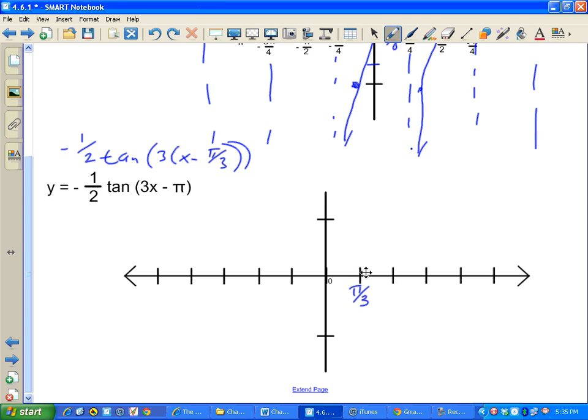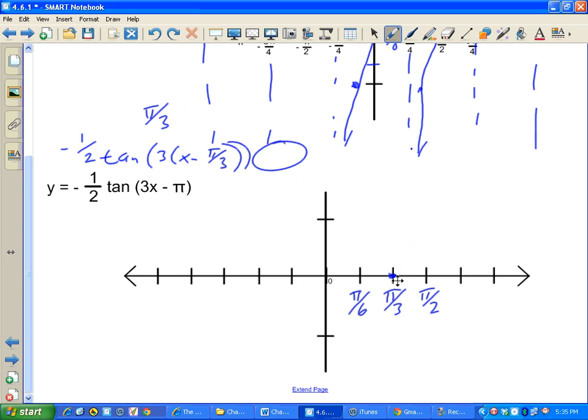Okay, that's going to be my new 0 point because I'm not going up anything because I don't have a d. My period now is going to be pi over 3. So if I go pi over 3 away from here, let's make this pi over 3. We'll make this pi over 6. So that won't have a dot. This would be 2 pi over 6, 3 pi over 6, which would be pi over 2.